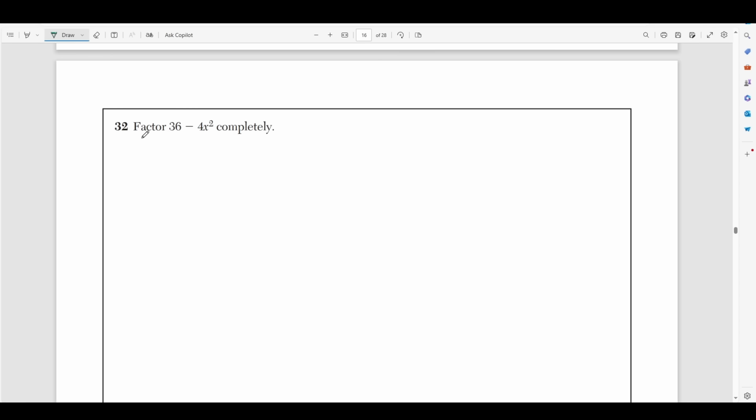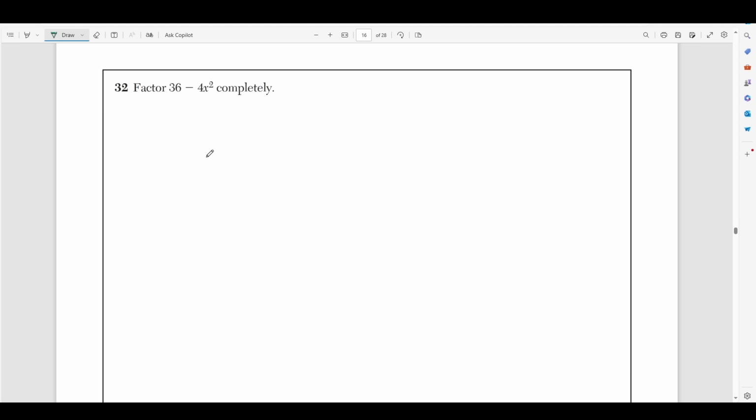So now it says factor 36 minus 4x squared completely. Whenever you want to factor, you want to see what you can divide both sides by first. So I notice that I have a 36 here and I have a 4 here, right? So I look at my coefficients first. I notice, what do 36 and 4 have in common? They can both be divided by 4 into 9 and 1. So I can factor out 4.